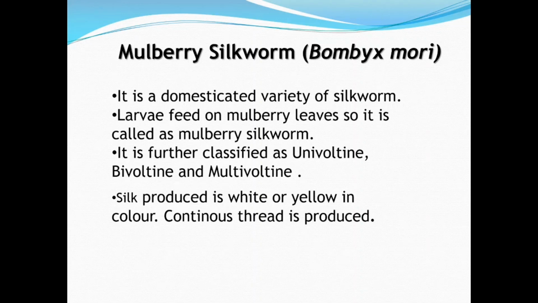It is further classified depending on generations in 1 year into univoltine, bivoltine and multivoltine. In univoltine species, 1 generation is completed in 1 year, in bivoltine 2 generations in 1 year and in multivoltine more than 2 generations in a year. Silk produced by mulberry silkworm is whitish or yellowish in color. Continuous threads are produced by mulberry silkworm.